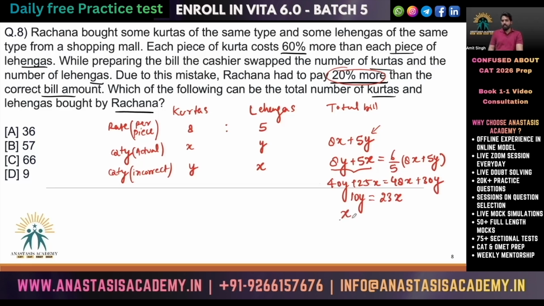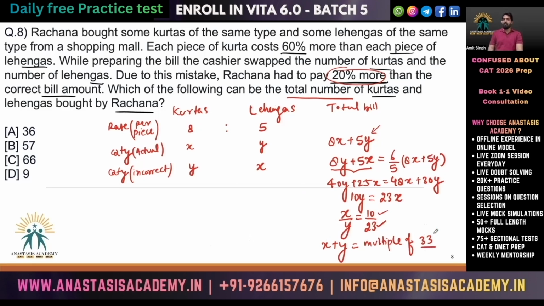So the ratio of x upon y would be 10 upon 23. So the quantity of kurtas bought would be a multiple of 10, and the quantity of lehengas bought would be a multiple of 23. Now we have to comment on the total number of kurtas and lehengas. Can you see? X would be a multiple of 10, Y would be a multiple of 23, X plus Y would be a multiple of 10 plus 23, that is 33.